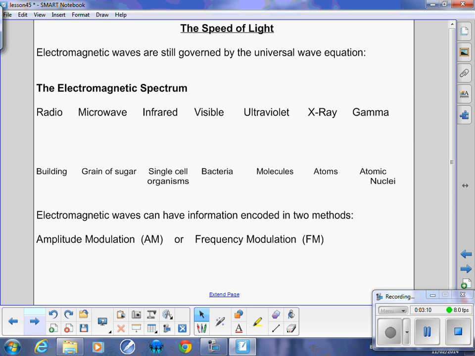So let's talk about the speed of light for a second. Electromagnetic waves are still governed by the universal wave equation. So what does that mean? v equals f lambda. So we're back to adding that formula to our formula sheet. It comes forward. It's nice when things are uniform because you don't have to memorize or learn new formulas.